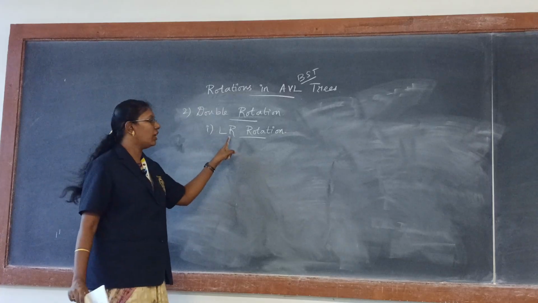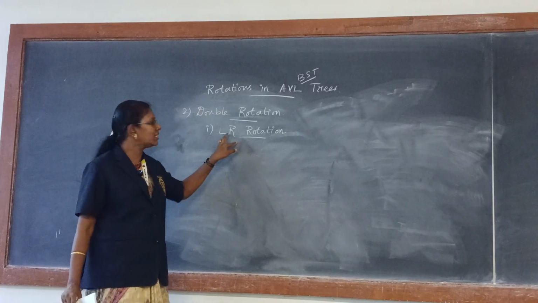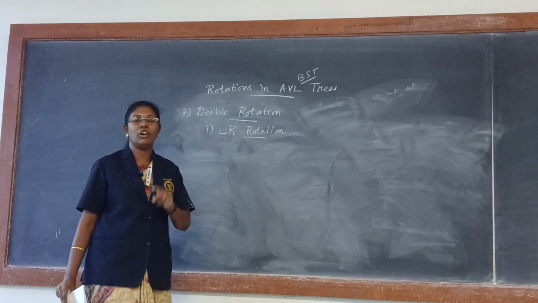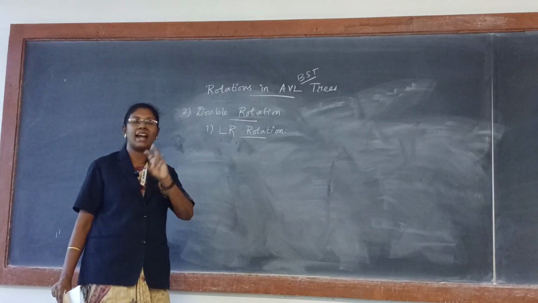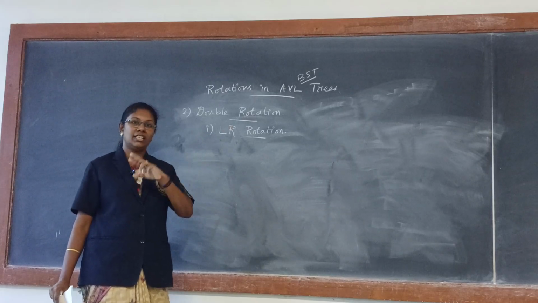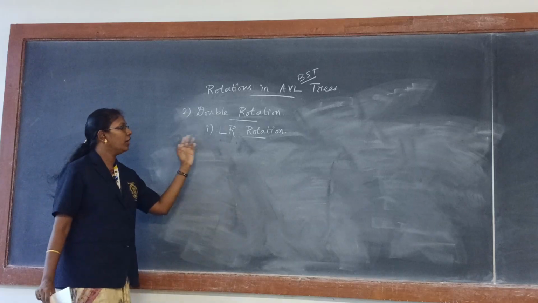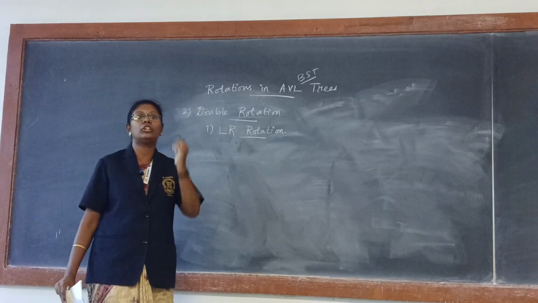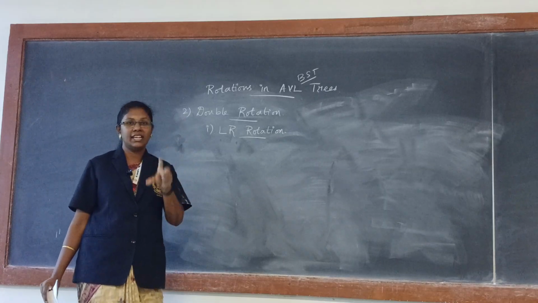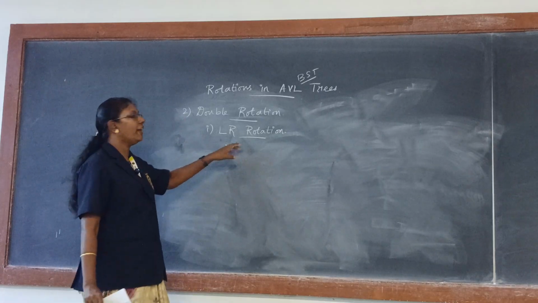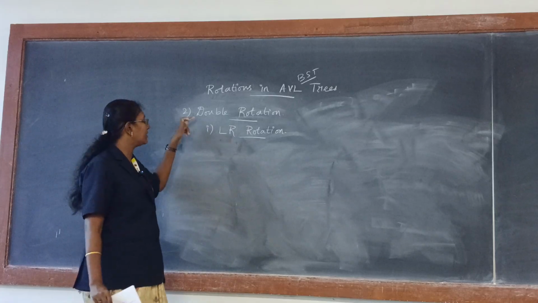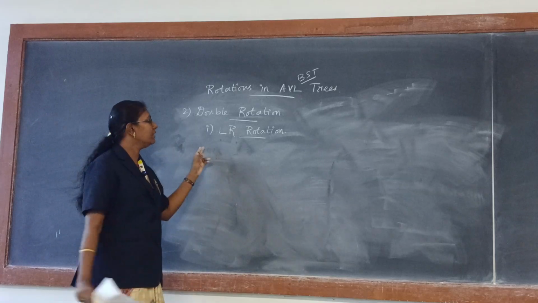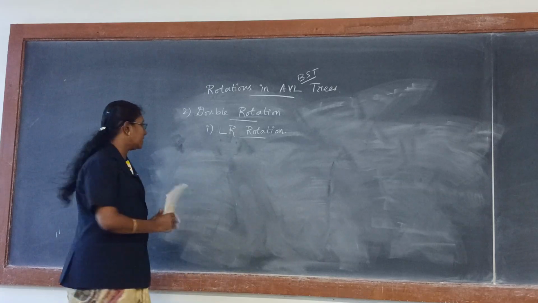In the LR rotation, we are going to perform right rotation at first and left rotation at the second point. Whereas in RL rotation, we are going to perform the left rotation first and then followed by the right rotation. So we are going to perform two rotations in a single time. That's why we have categorized these two types under the topic double rotation. Okay, so I'm going to explain this LR rotation with an example.